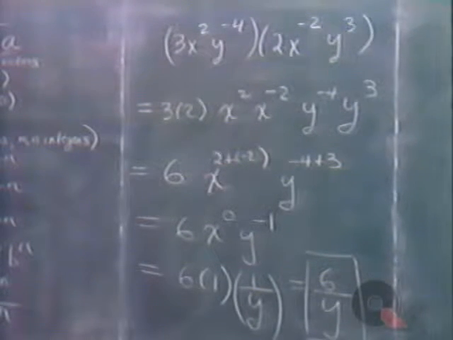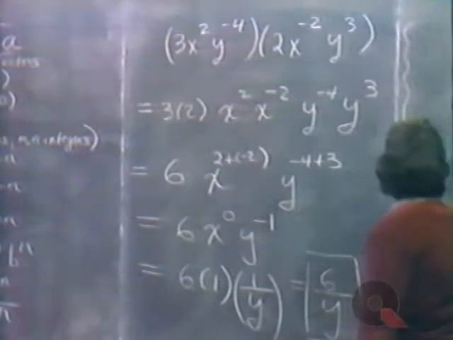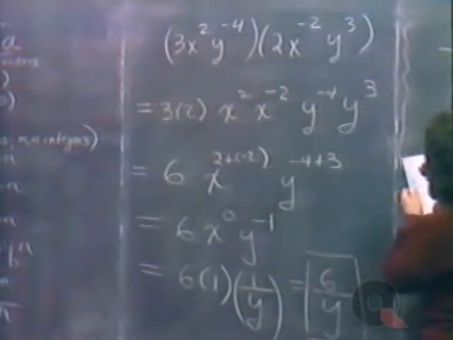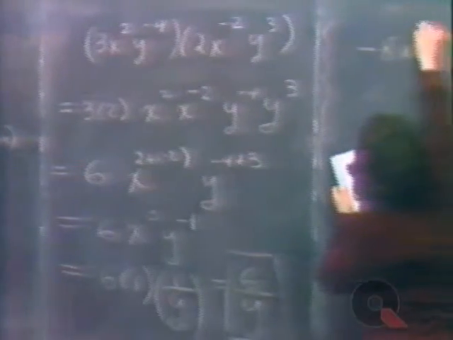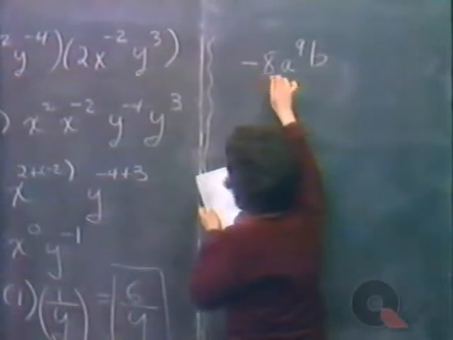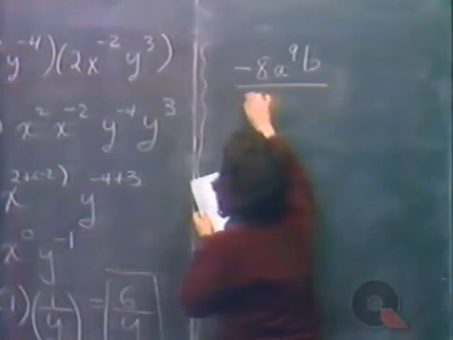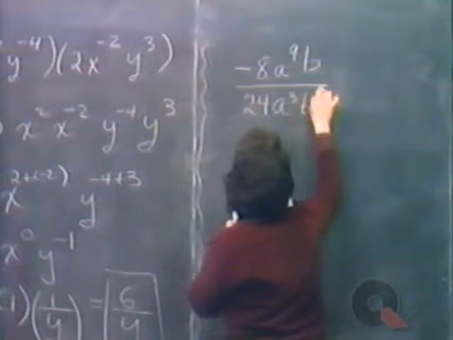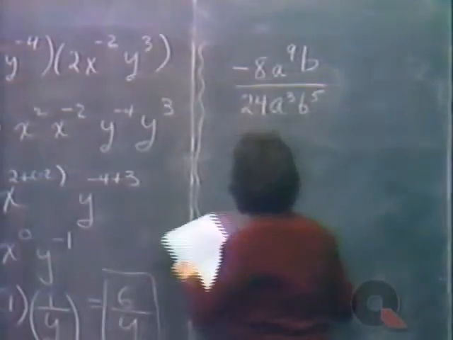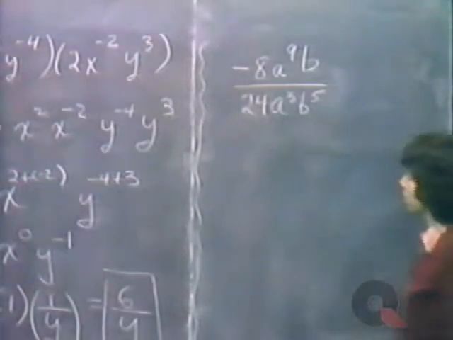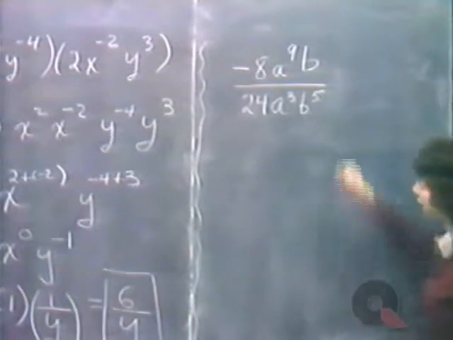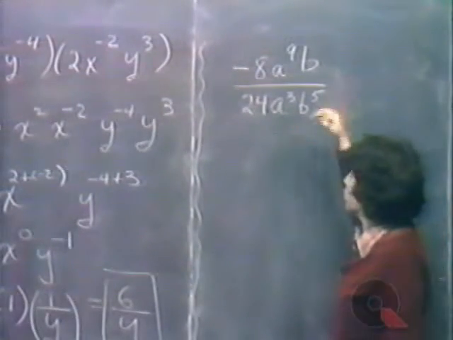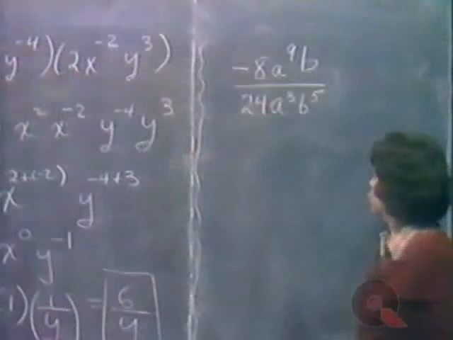In our next example, minus 8 a to the 9th b over 24 a cubed b to the 5th. We want to simplify this. We don't want to have a's in the numerator and the denominator. We want to have it only in the numerator or the denominator. We're going to simplify as much as possible here.